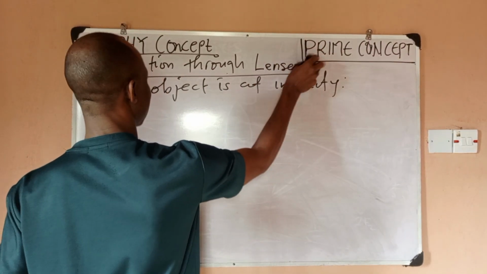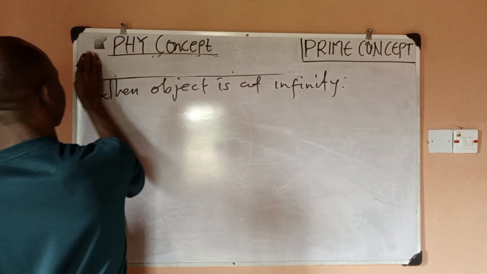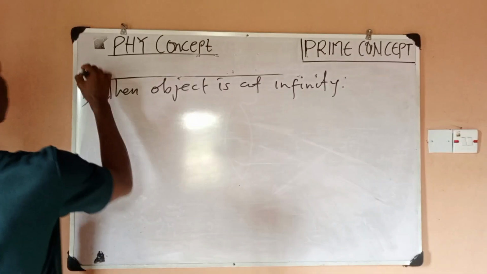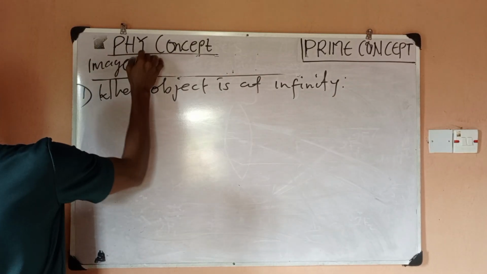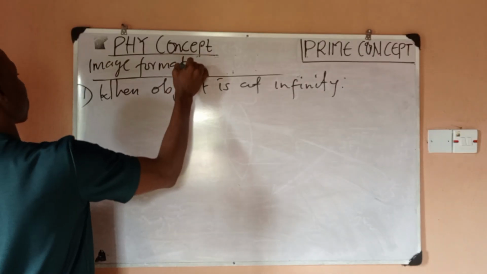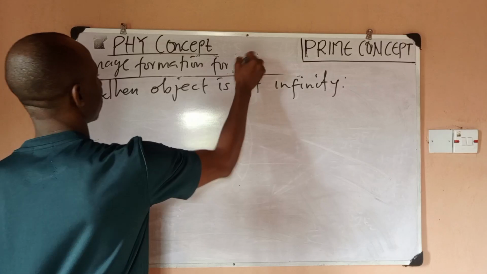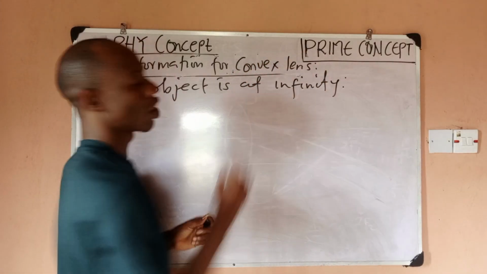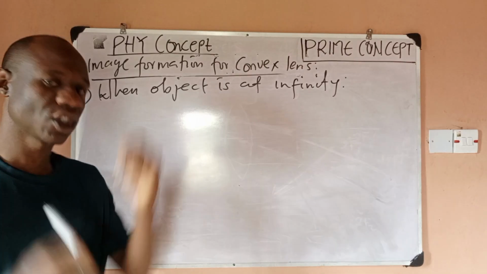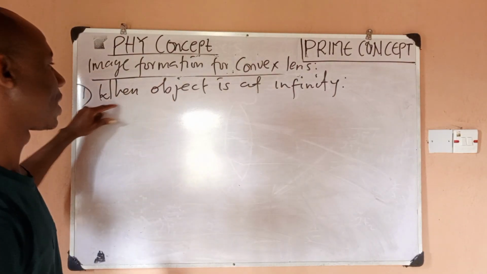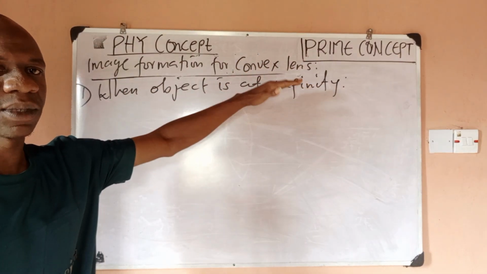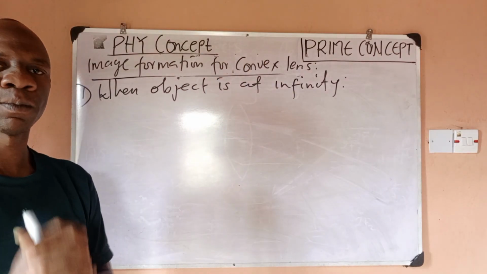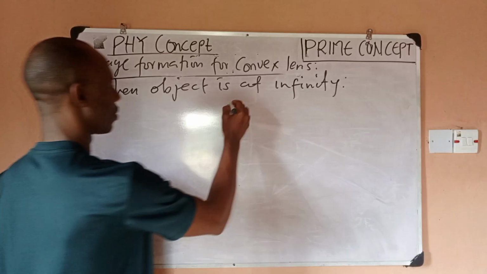Now we are looking at image formation, of course, for our convex lens. So I think I should write it. I should write that image formation for convex lens. So this is for the convex lens, and the first position of our object is when our object is at infinity. So when the object is at infinity, where will the image be formed, and what will be the properties of this image that is formed? So we want to look at it.